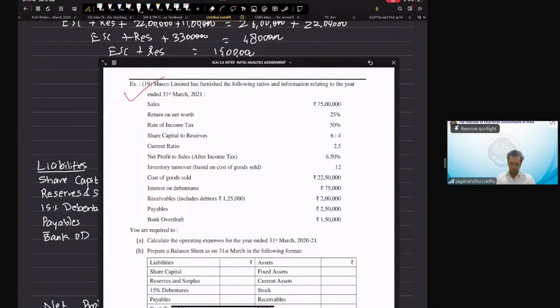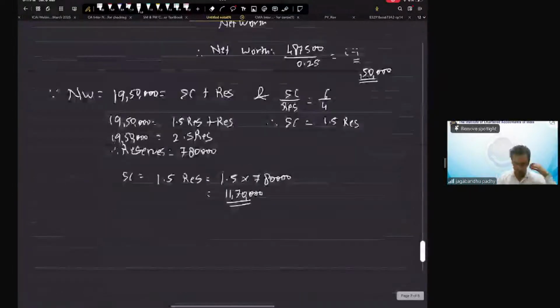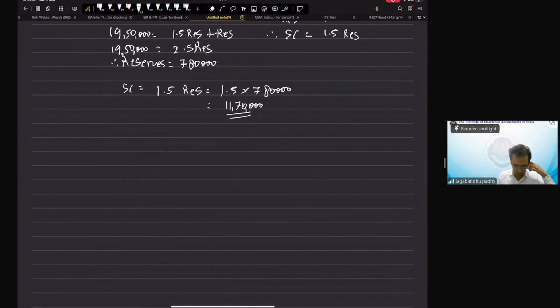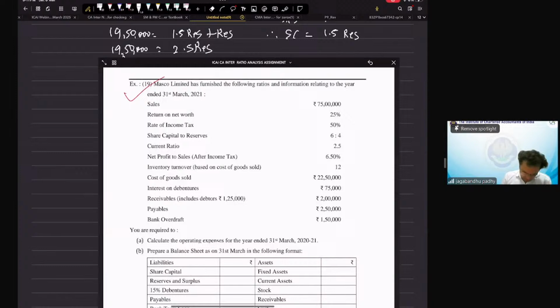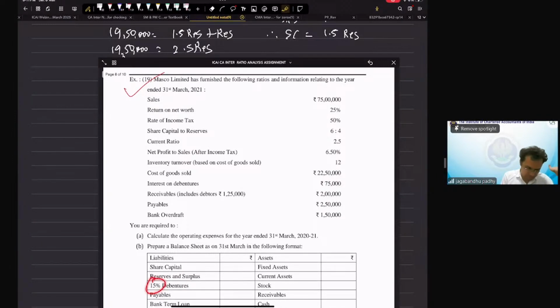Current ratio is 2.5. Net profit to sales is used. Now we have to use this current ratio to get the numbers. Debentures we can get. Interest on debentures is 75,000. And do we have the rate of interest? Yeah, 15% debentures.